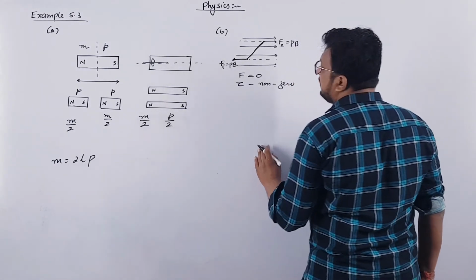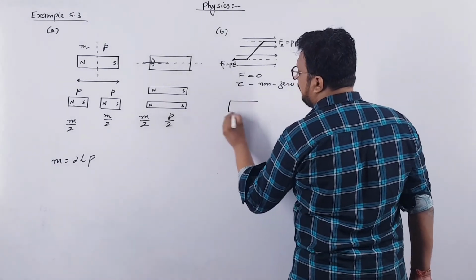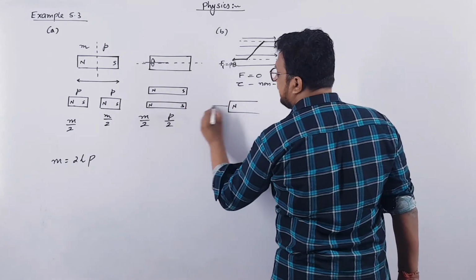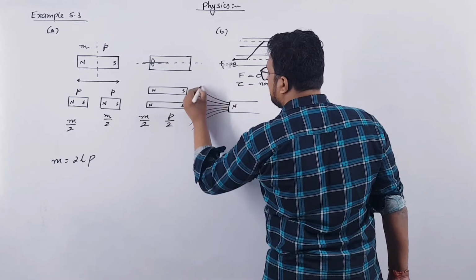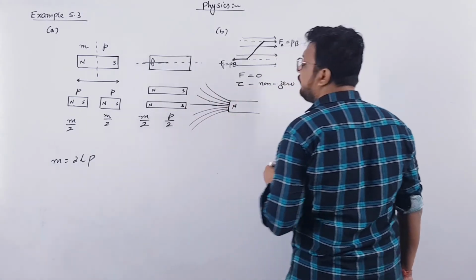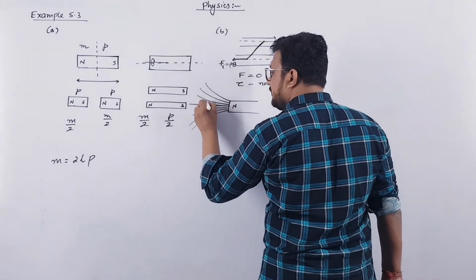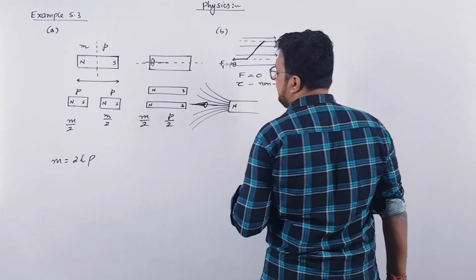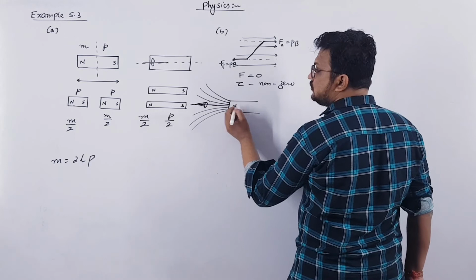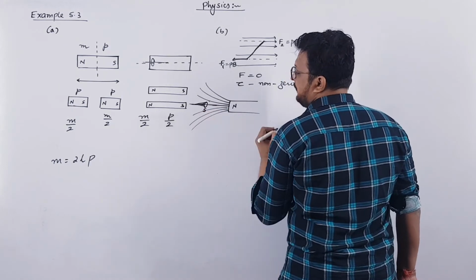But if we have a north pole of a bar magnet, then its magnetic field will not be uniform. This will be the magnetic field for a bar magnet, a non-uniform magnetic field. Now if you place an iron nail somewhere over here, let us say this is that iron nail, then since the north pole is there, an induced south pole will be produced here.